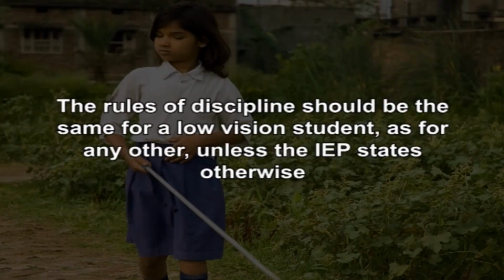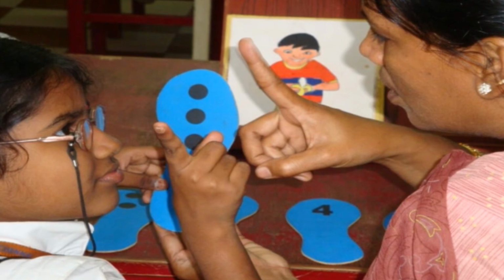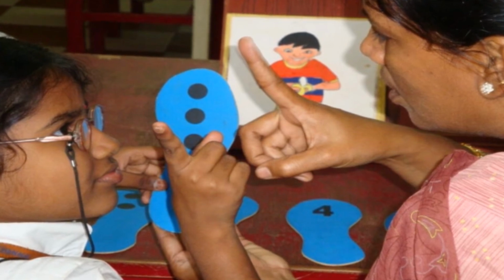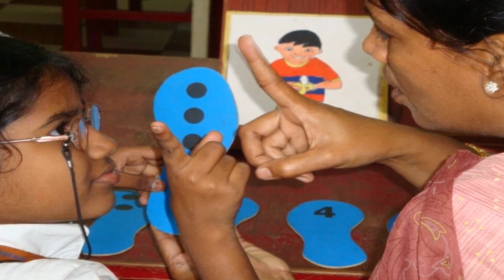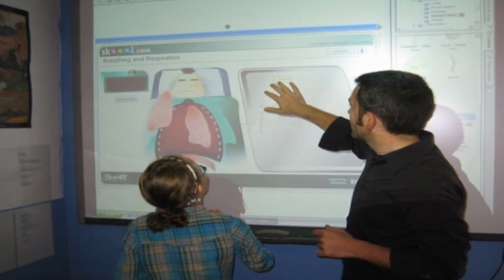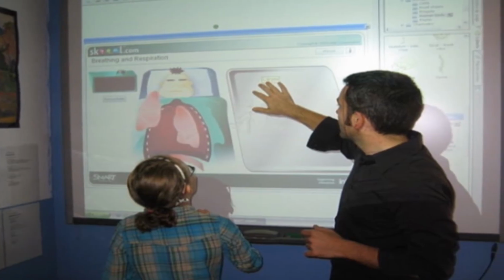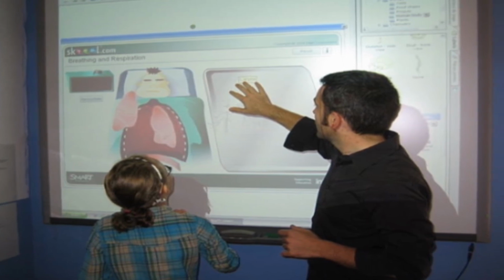The rules of discipline should be the same for a low vision student as for any other unless the IEP states otherwise. So much of communication is non-verbal. Often, a student with low vision is unable to recognize the expression on someone's face or figure out what has happened in a situation that is non-verbal. It is helpful if the teacher privately explains the situation to the student with low vision.